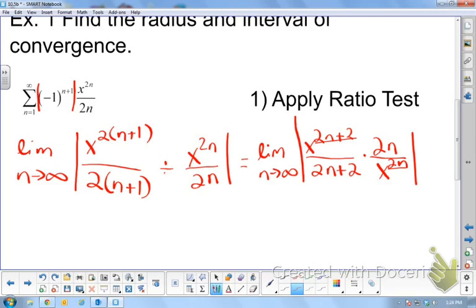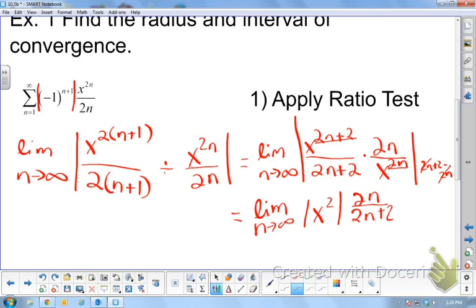If x to the, you subtract, so x to the second. 2n plus 2 minus 2n cancels out the 2n's. So we have just x squared. And then we didn't really need to keep the n's themselves in the absolute value, because the n's by definition are positive numbers. They count from 1, 2, 3, 4, so they don't need to be absolute values because they're already positive.